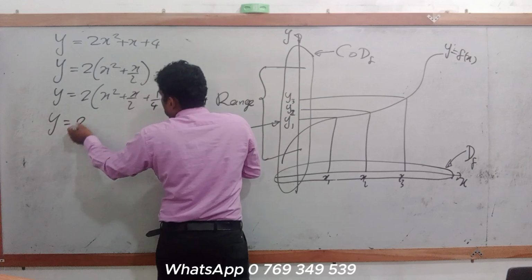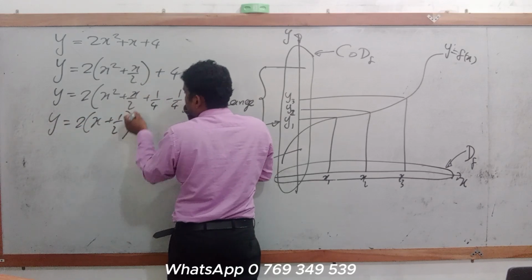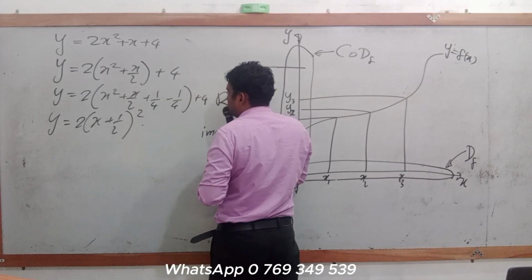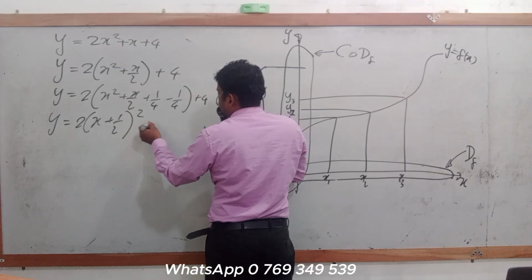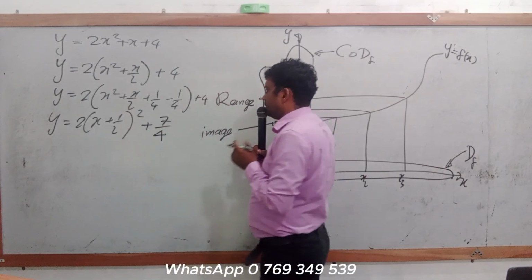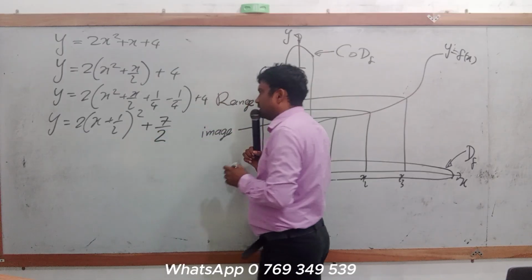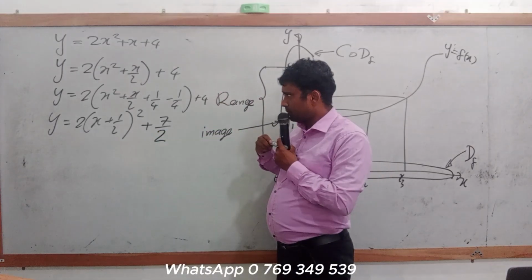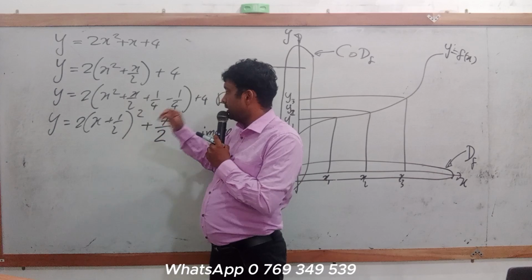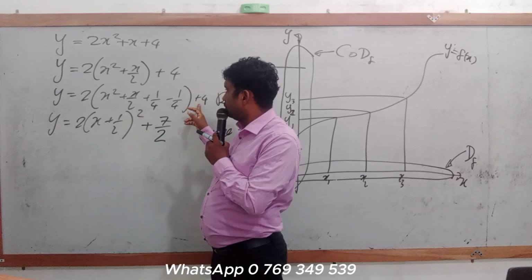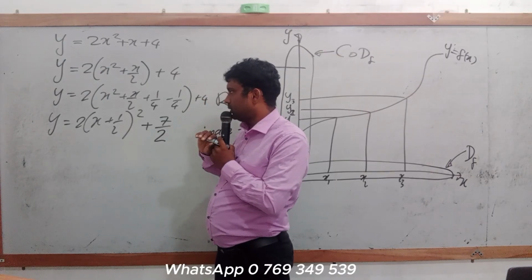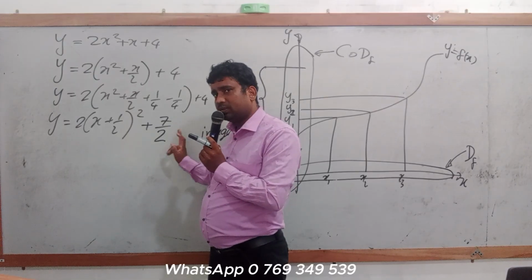Now y equals 2 times x plus half, all squared, and here 4 minus half. Sorry, 7 over 2. Calculate again: x plus half is squared, and here 4 minus half. 4 times 2 is 8, 8 minus 1 is 7, so 7 over 2. Therefore the minimum value is this one.